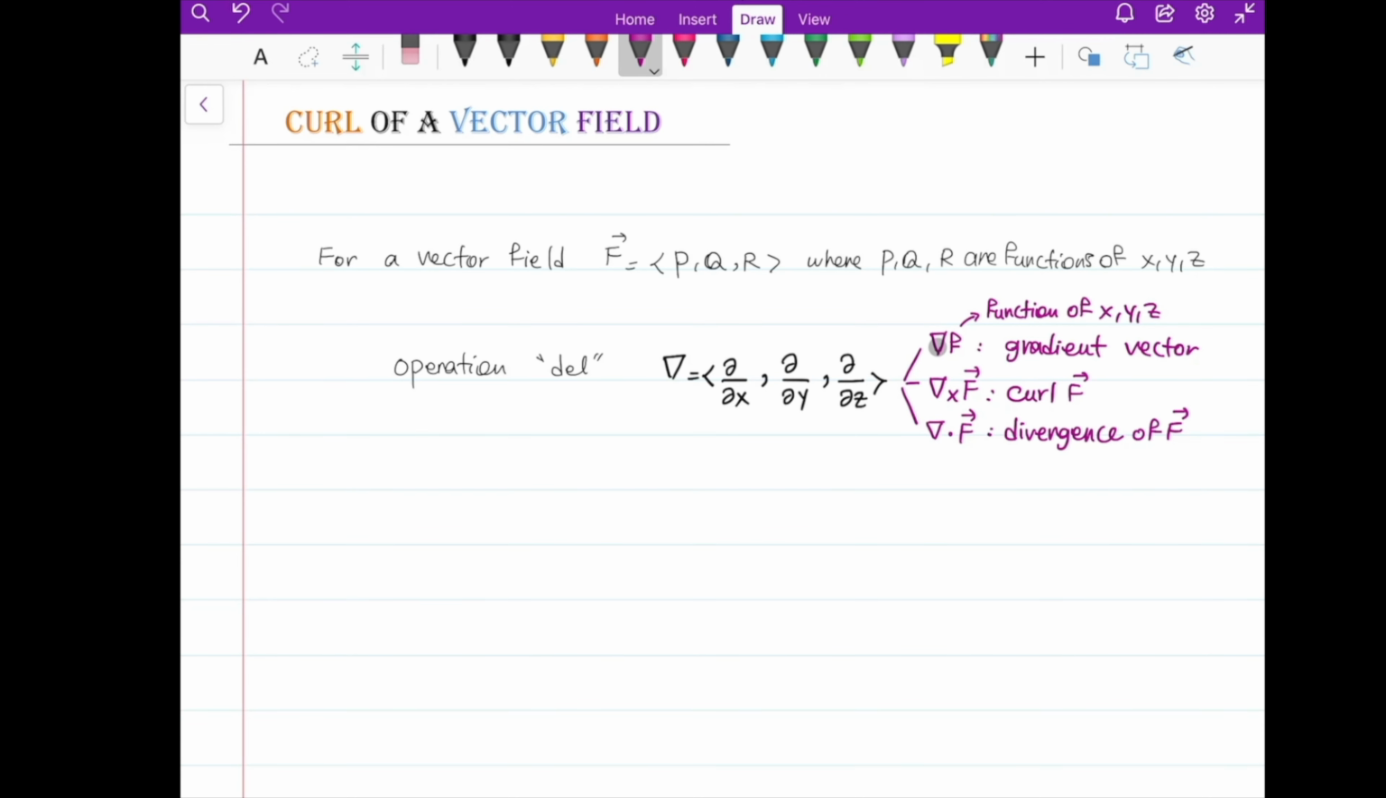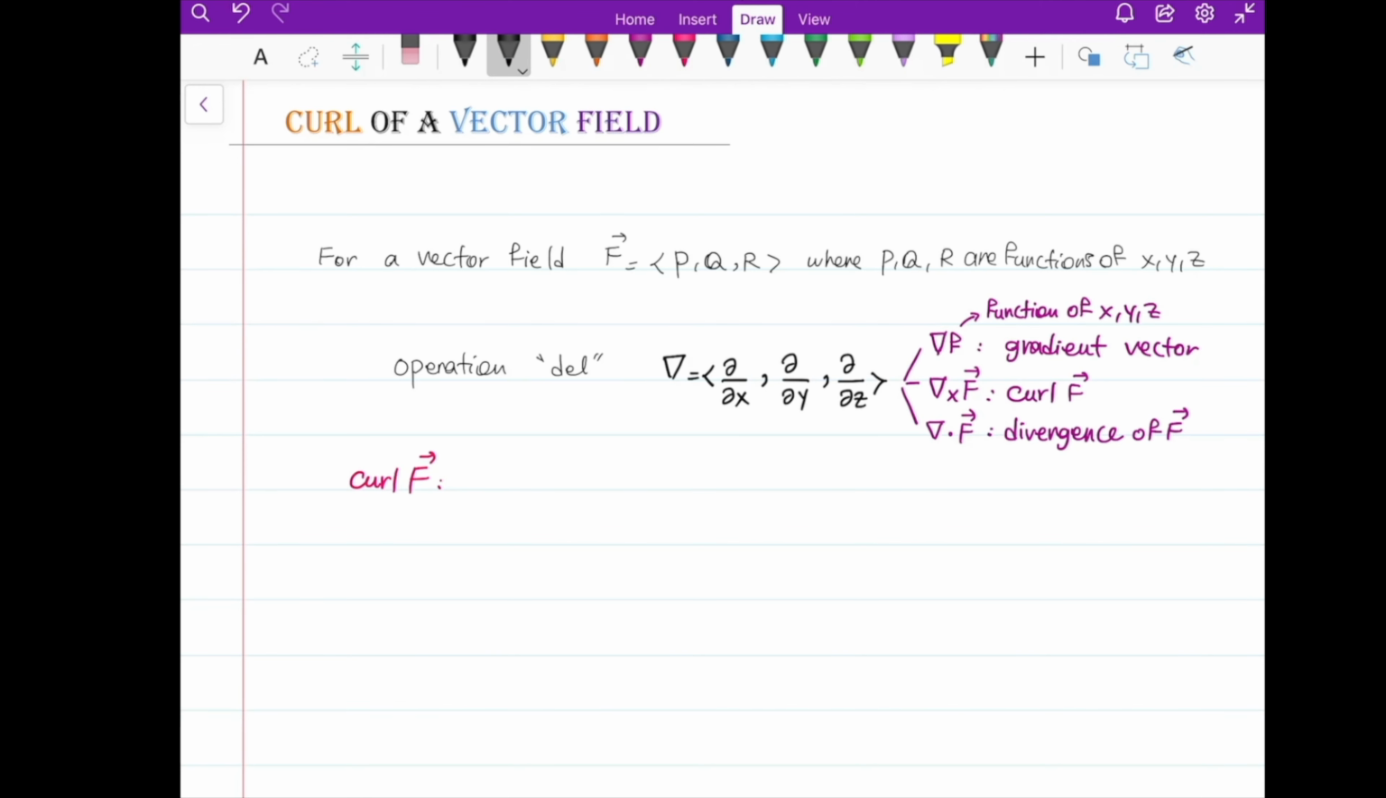And if we apply the del operation on a function, we get the gradient vector. As you see, the gradient of a function f would be the partial derivative of f with respect to x, the partial derivative of f with respect to y, and the partial derivative of f with respect to z. This is called the gradient vector of a function. So when we apply del over a function, we get the gradient vector of the function. Now let's see what's going to happen if we have the cross product of the operation del with a vector field. This is curl.